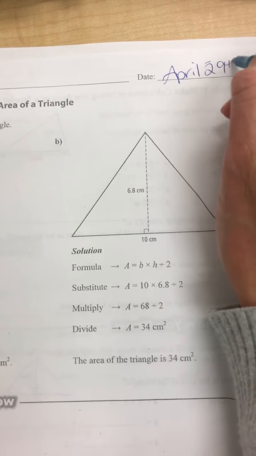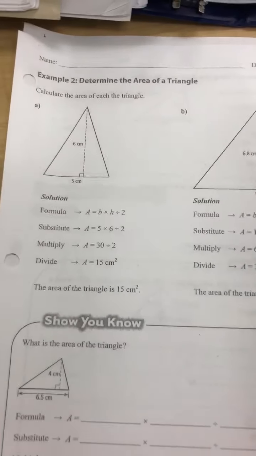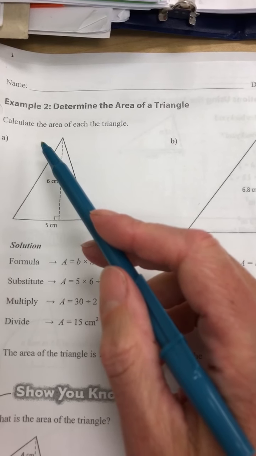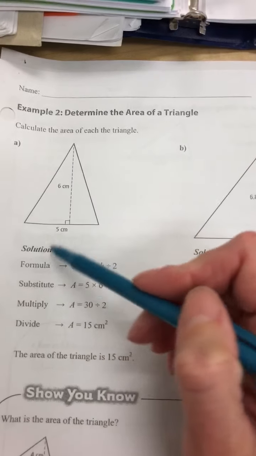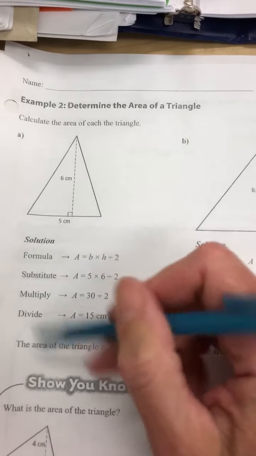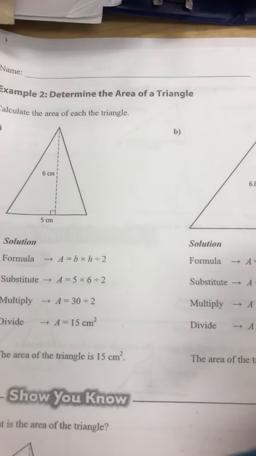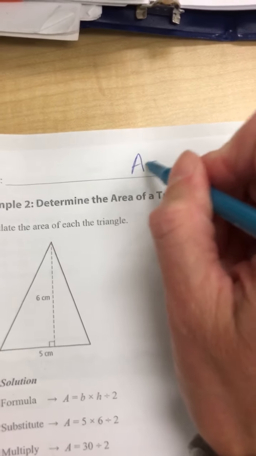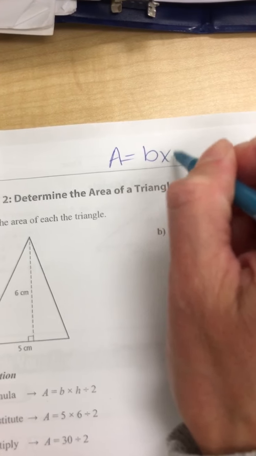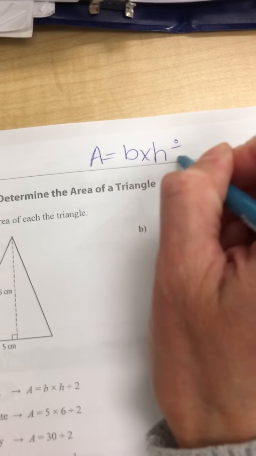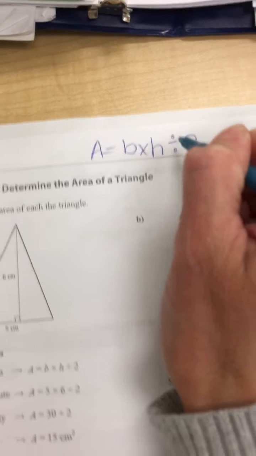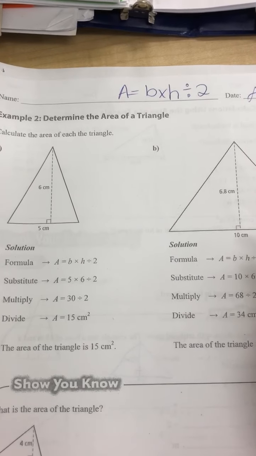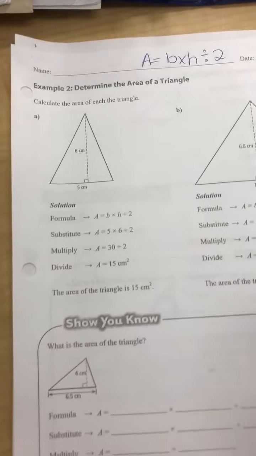So we already looked at determining the area of a triangle, and we had a formula that we're just going to keep repeating, and you're going to get bored of me saying it. Area of a triangle: area equals base times height divided by 2. I'm going to say it over and over again. You're going to be so sick of me saying it in this video.